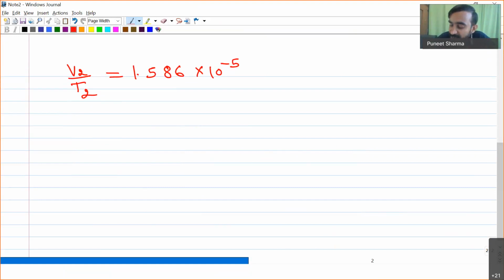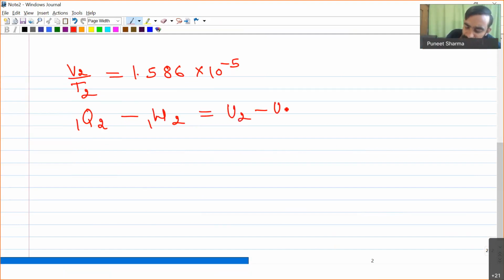Now if I apply the first law of thermodynamics, I can write Q12 minus W12 will be equal to U2 minus U1. Now Q12 is 0 because it is given in the question that we are not having any heat transfer during the process. So that's why Q12 is 0.